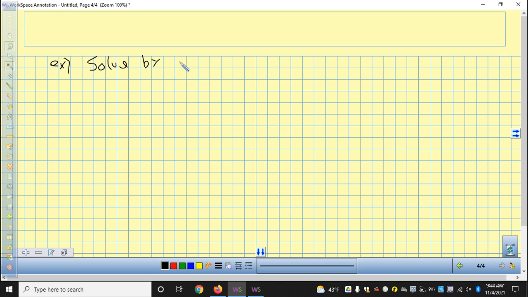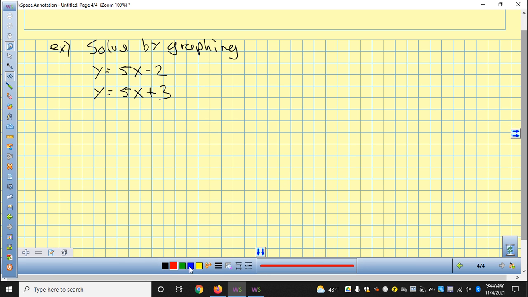We're going to solve by graphing. Y equals 5x minus 2, and y equals 5x plus 3. Well, what do we see right away that's going on here? They have the same slope. Well, let's graph these things. Same slope, but different y-intercept.